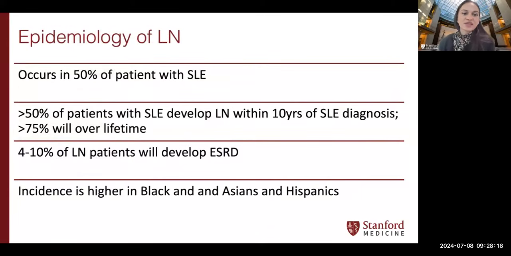So in general, let me just talk about lupus nephritis. In patients with lupus, it occurs in about 50% of patients. So it's a pretty high rate. Greater than 50% of these patients with lupus will develop lupus nephritis within 10 years of their lupus diagnosis, and greater than 75% will over their lifetime. So it's important when you know you have a lupus patient to screen them pretty regularly for the urine, again, because they can be asymptomatic. 4 to 10% of lupus nephritis patients will develop end-stage renal disease. And again, we're hoping that with all our research we can find better treatments and drop this percentage. And the incidence is higher in Blacks and Asians and Hispanics.